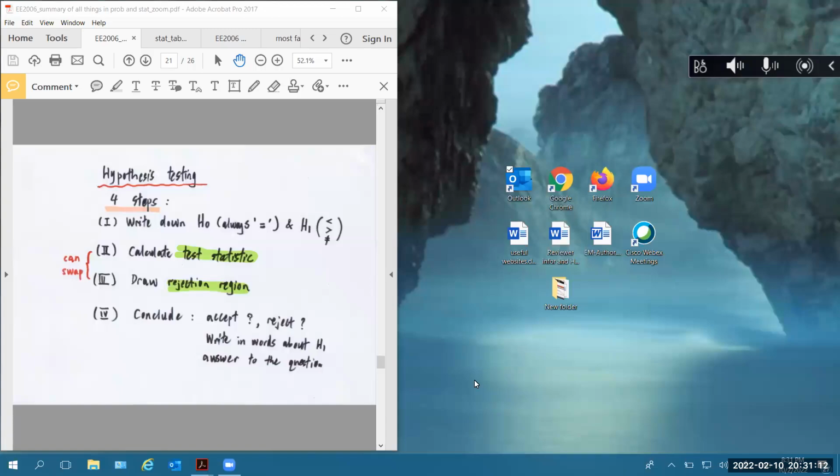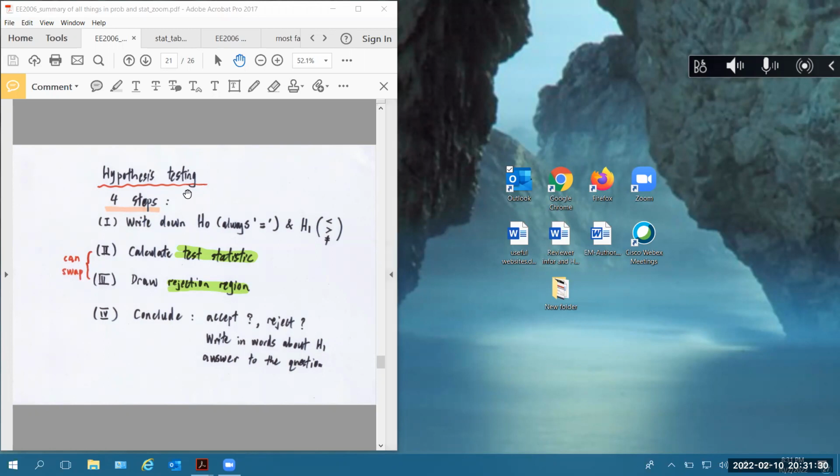Okay, good evening, class. So let's start tonight's tutorial. We'll carry on with hypothesis testing. Just to recall, there are actually 4 steps. It's a very structured way of solving this kind of problem.